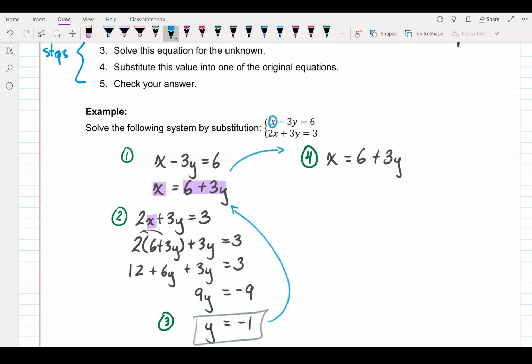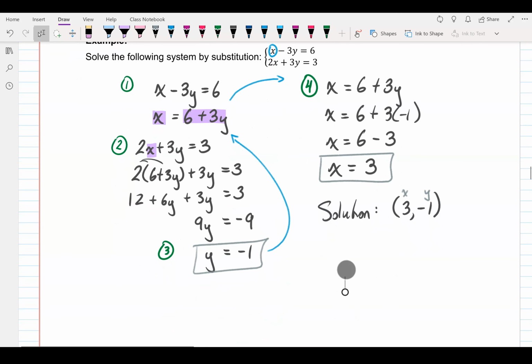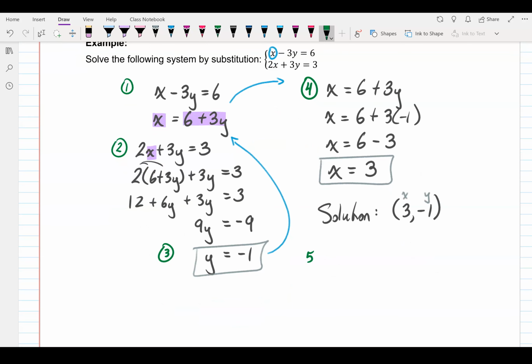So once I do that, I'm going to go over here. So 6 plus 3 times y. I know that y is negative 1. So this is the same as saying 6 minus 3, or in other words, x equals 3. And I am done. My solution is complete. My solution is 3 and negative 1. X equals 3, y equals negative 1, okay? That's the final answer here. That's my solution. So the fifth step would be to check my answer.